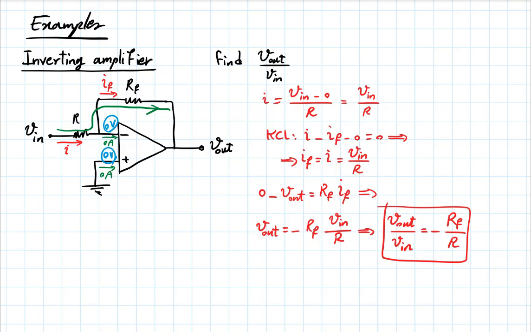Now imagine I have not connected this output to anything else. I have left it open like that. Where does that current go? Where does the current IF go? It has to go back into the op-amp. There's no other place, right?